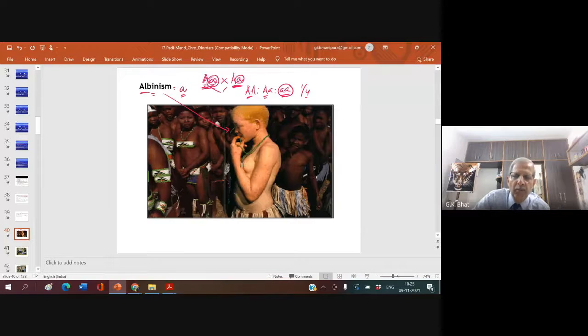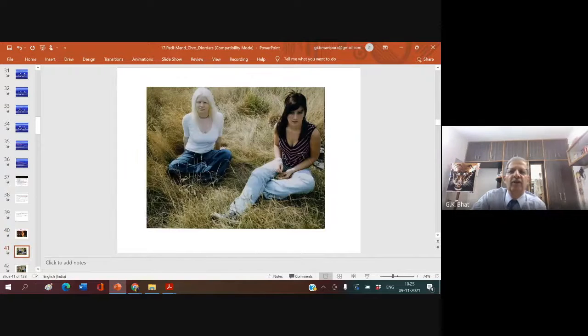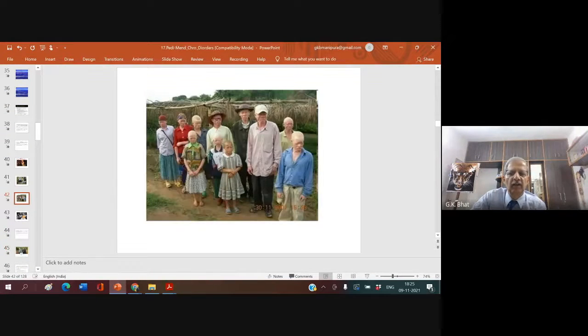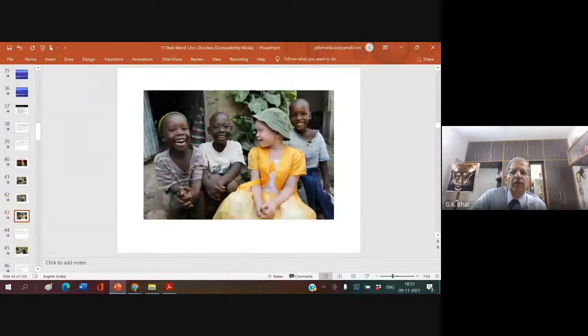Therefore, please avoid getting married to a close relative. Whatever beauty your sister's daughter has, let her get married to someone else. Whatever the wealth and handsomeness your maternal uncle has, don't get married to him. Let him get married to some other girl. Understood? So don't go for consanguineous marriages. These are all albino individuals.